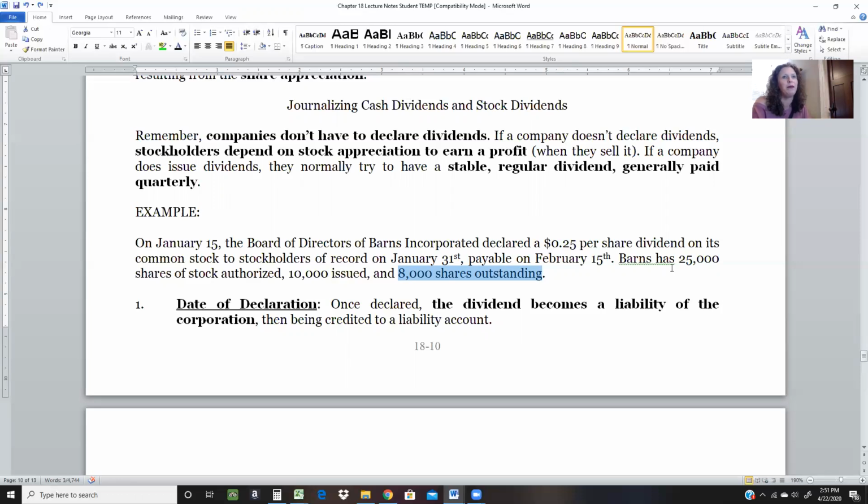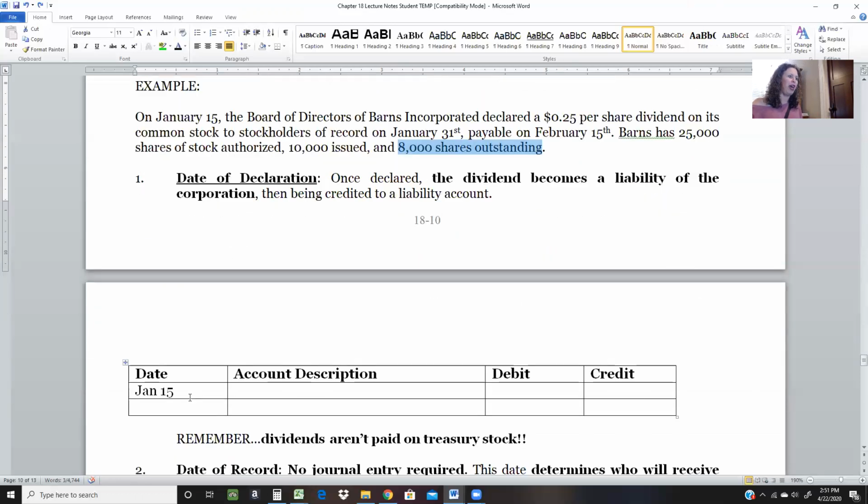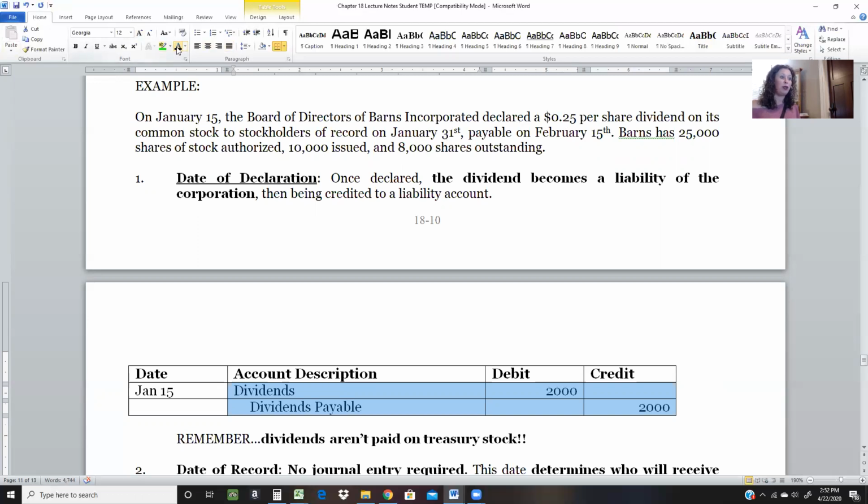GAAP doesn't allow that because it allows you to manipulate your own records. So the date of declaration is the day it becomes a liability. The journal entry for that is just dividends and dividends payable, on the 8,000 shares at a 25-cent per share dividend. So 8,000 times 0.25 is 2,000. We just debit dividends and credit dividends payable.